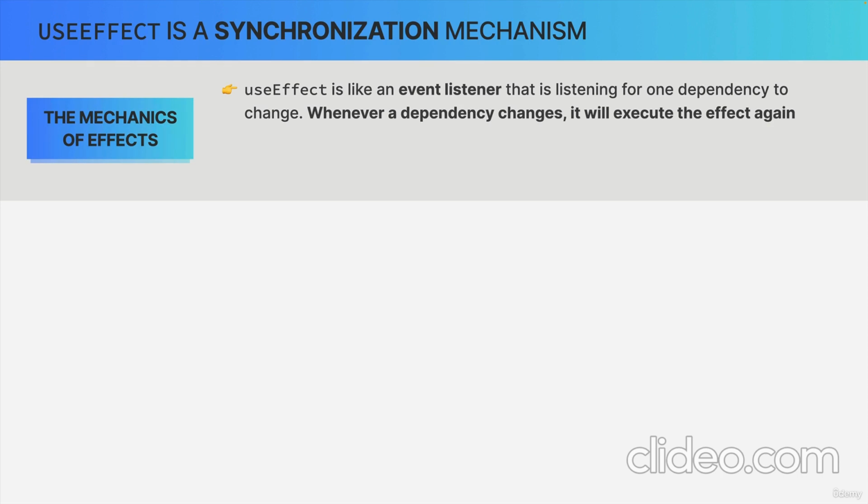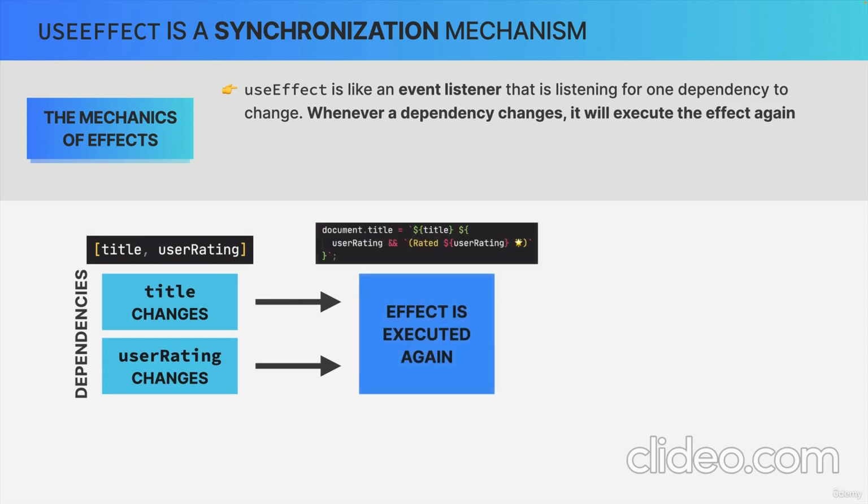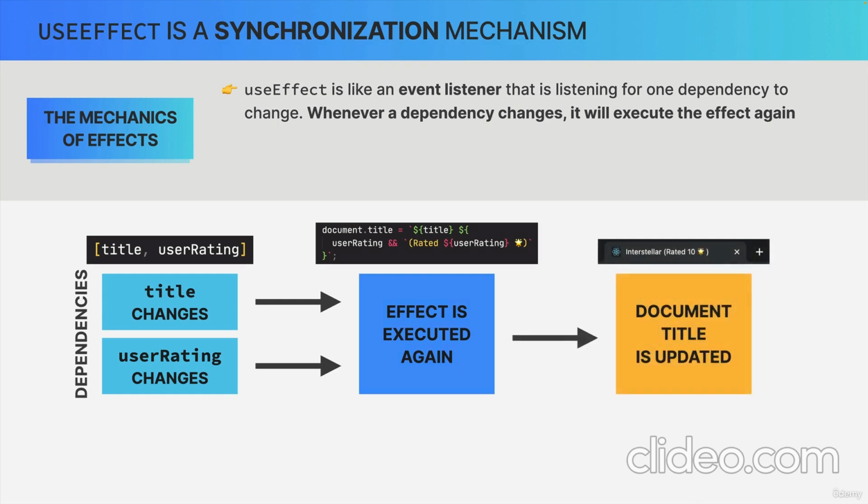But let's go back to our previous example where we had the title and user rating dependencies in the array. So whenever the title or the user rating changes, React will execute the effect again. So it will run the code one more time, which will in turn update the document title. So the website title that we see in a browser tab.